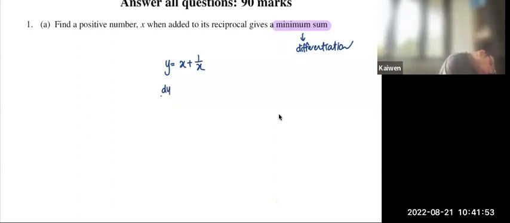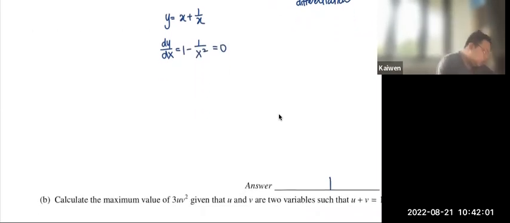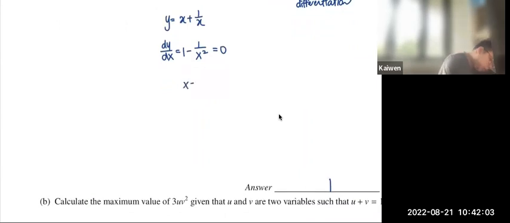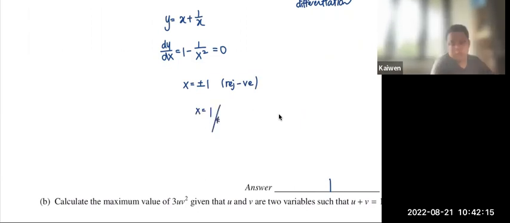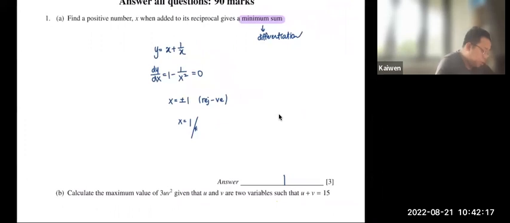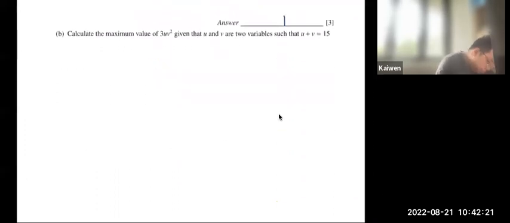So dy over dx equals 1 minus 1 over x squared. And we know minimum sum, this equals 0. So this is this, and we're going to solve for x. So x equals plus minus 1. Question says that you need to have a positive number, so you're going to reject negative 1. Answer is 1. It's a very simple question, but it's a very good opening question because a lot of people couldn't do it. And yeah. Part B.